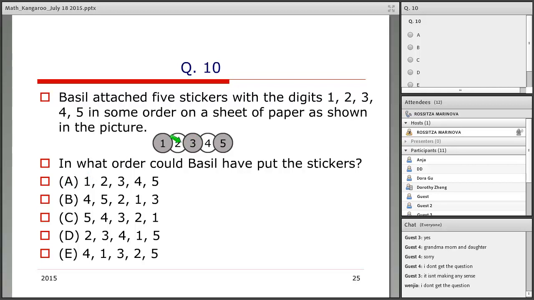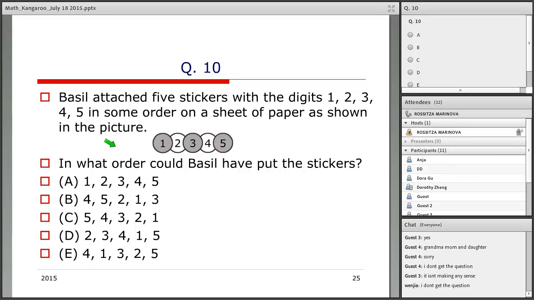Now, if you look at this order A, 1, 2, 3, 4, 5, do you think that 2 over here should be going before 1 over here? If that is not what is satisfying the condition, then this is not an answer. Move on to the next one. Are you able to understand the question now?